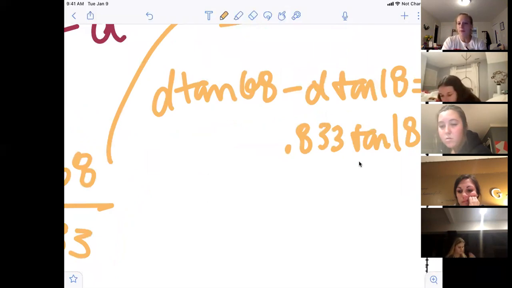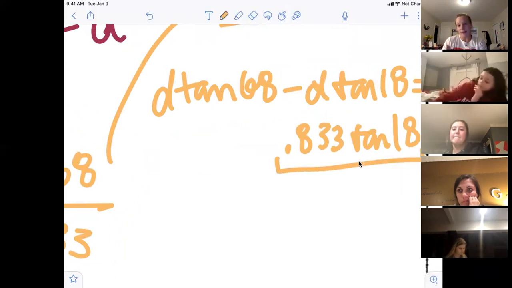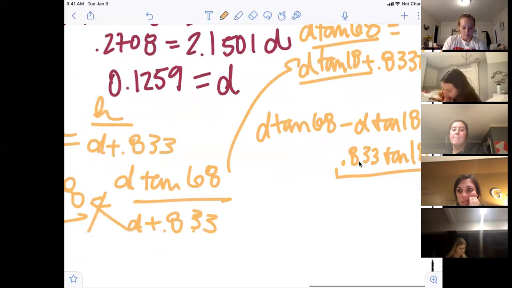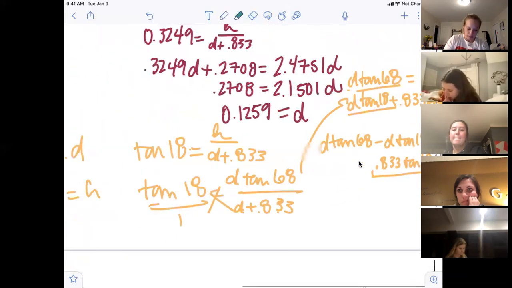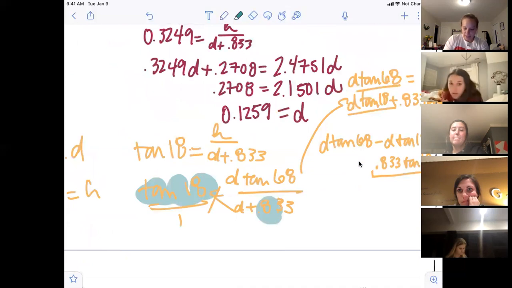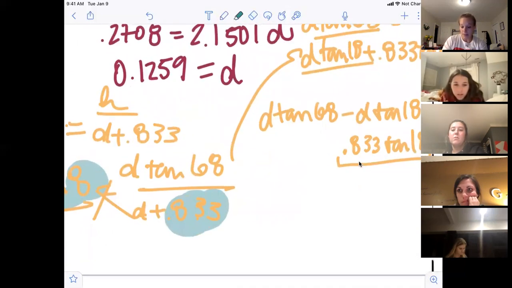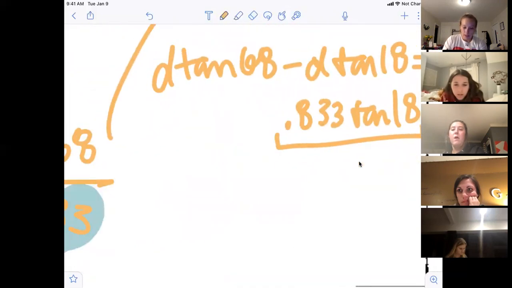At any point, you can put this in the calculator and you can get one number for 0.833 tan 18. If you're getting confused carrying this through, the minute you multiplied them together here, you could have done tan 18 times 0.833 and gotten a decimal. I don't have my calculator with me, so I can't do that right now.